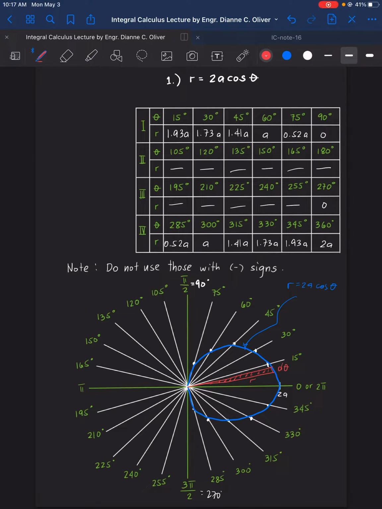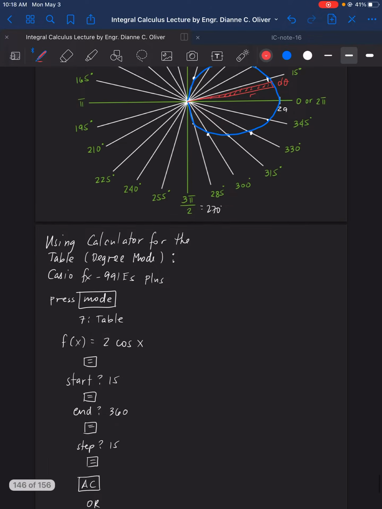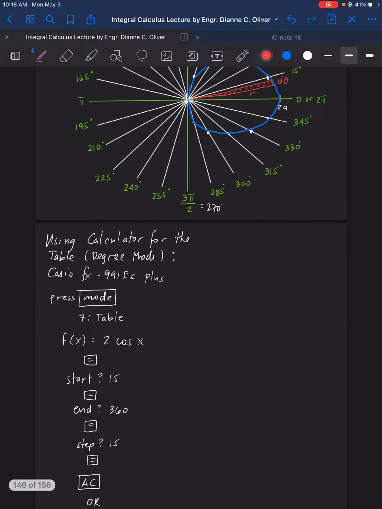Okay, now let's solve for the area. This number 1 has two solutions. So let's start with the first solution.